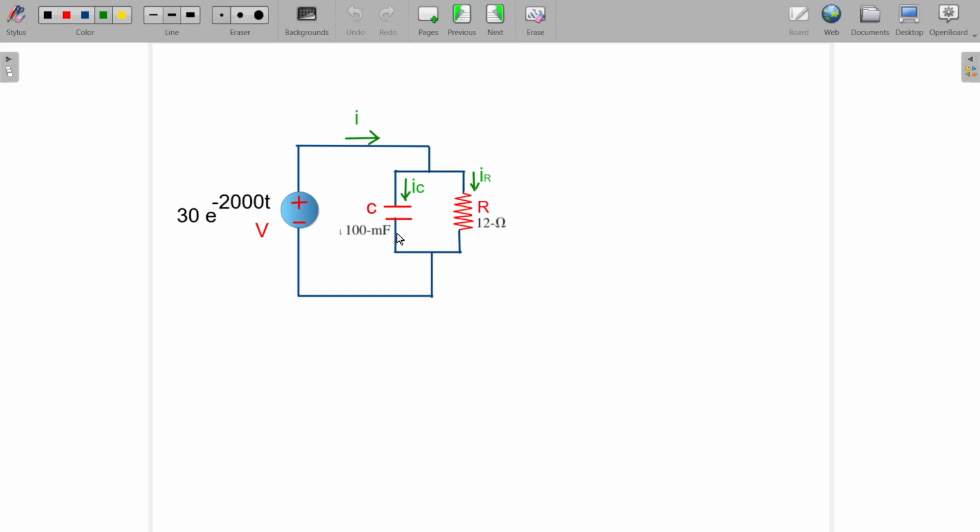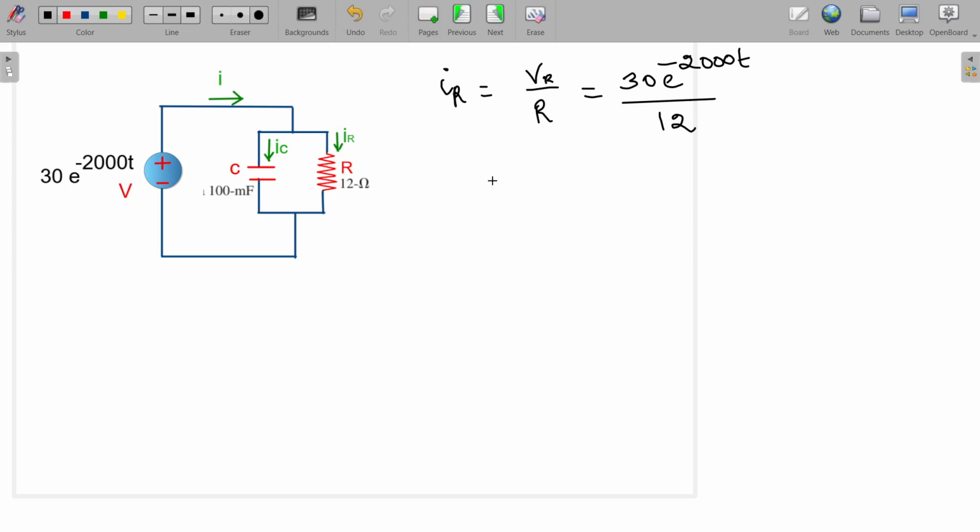IC is the current flowing through the capacitor and IR is the current flowing through the resistor. This IR can be written using Ohm's law as V by R, voltage by resistance. What is the voltage appearing across this resistance? That can be taken as VR, which is nothing but this 30e^(-2000t), because these components are parallel to this voltage source, so the same voltage appears across C and R. So it is 30e^(-2000t) divided by the resistance value of 12 ohm, which equals 2.5e^(-2000t). This is the current through the resistor.